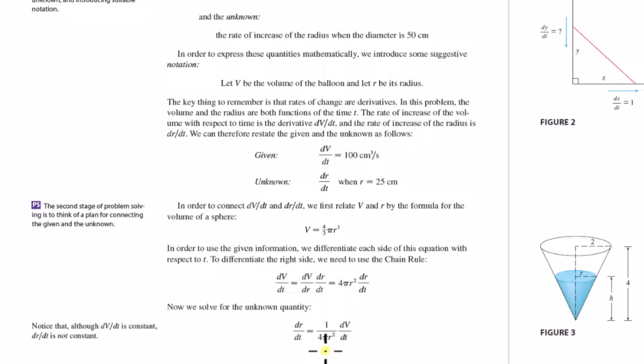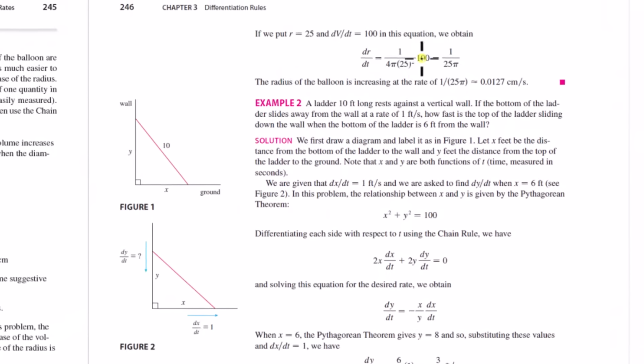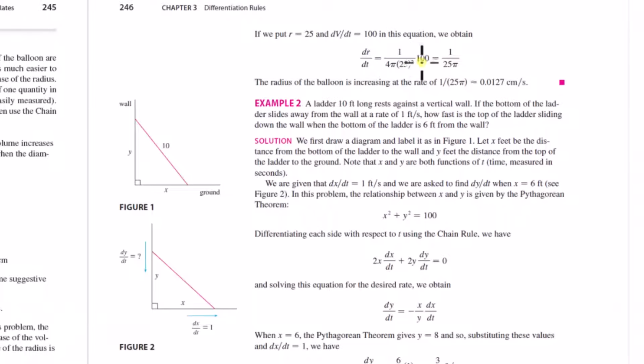There's more complexity involved. The rate of change of r with respect to time is a function of 1 over r squared. It depends on the r value you're at, and it also depends on the rate of change of the volume at that time. Well, this is always constant. dV/dt is always constant, but maybe in some cases it's not. So that's what they do. They plug in 100 for dV/dt, positive 100 because it's increasing, and then they plug in 25.